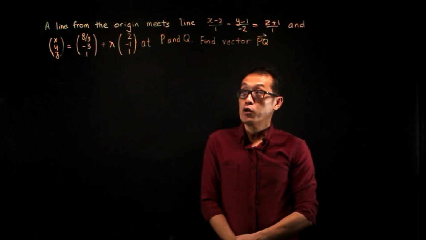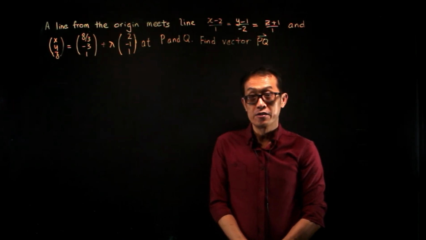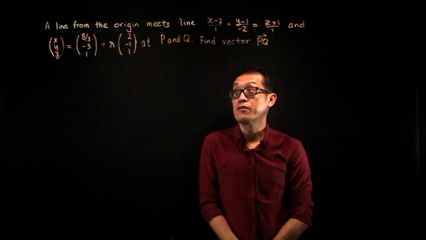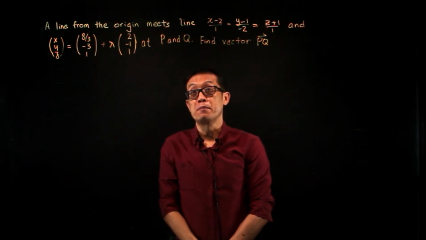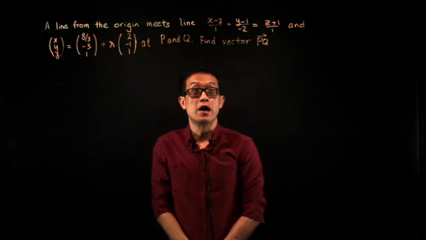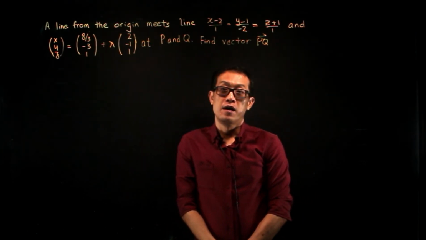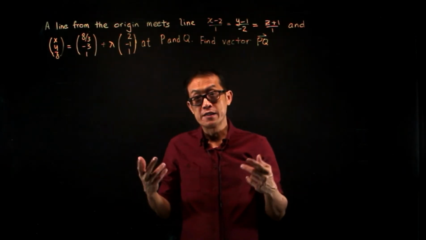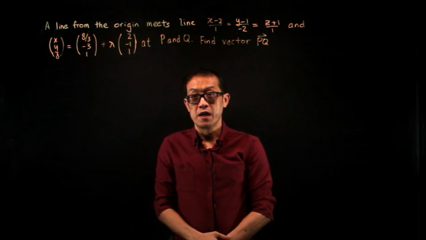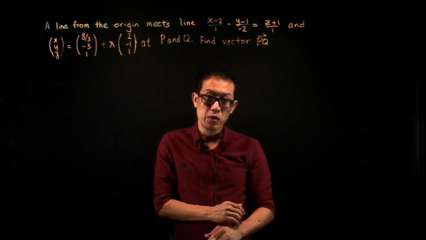In the next video, I will be working out this short and yet interesting question. A line from the origin meets these two particular lines at P and Q. You are asked to find vector PQ. I will be working out the full solution. Perhaps you can just try it out first. In any case, I will put the URL link in the description below.